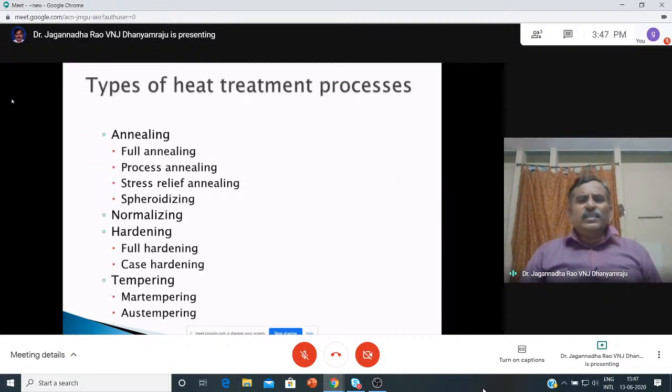Now let us see the types of heat treatment processes. Firstly, there is annealing, and after that, there is normalizing. Then hardening, then tempering. So these are the four basic heat treatment processes. First one is annealing, second one is normalizing, third one is hardening, and fourth one is tempering.